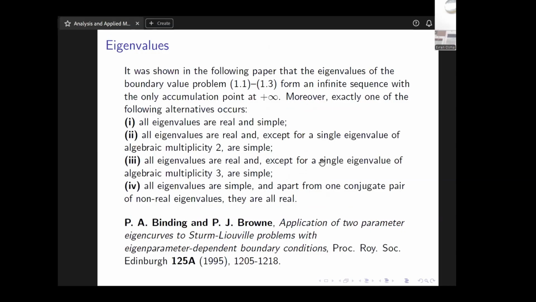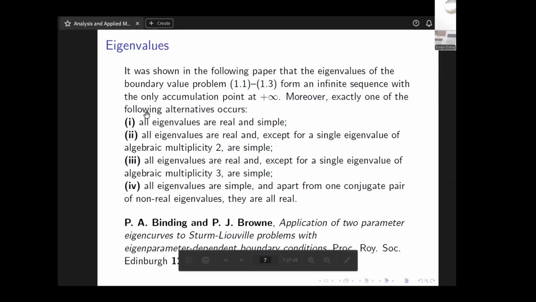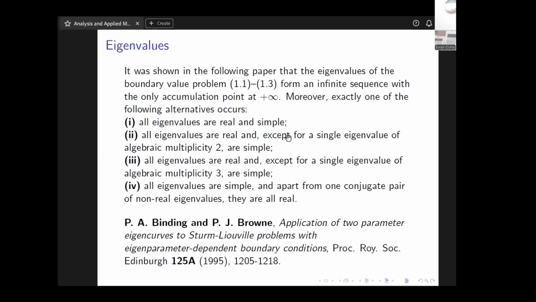Now, coming back to our problem. It is proved by Binding and Brown that this particular problem can have only four cases. In the first, all the eigenvalues are simple. In the second, all eigenvalues are real and simple except for a single eigenvalue of algebraic multiplicity 2. We call this the double eigenvalue case. In the third, all eigenvalues are real and simple except for a single eigenvalue of algebraic multiplicity 3. And finally, all eigenvalues are simple apart from one conjugate pair of non-real eigenvalues.